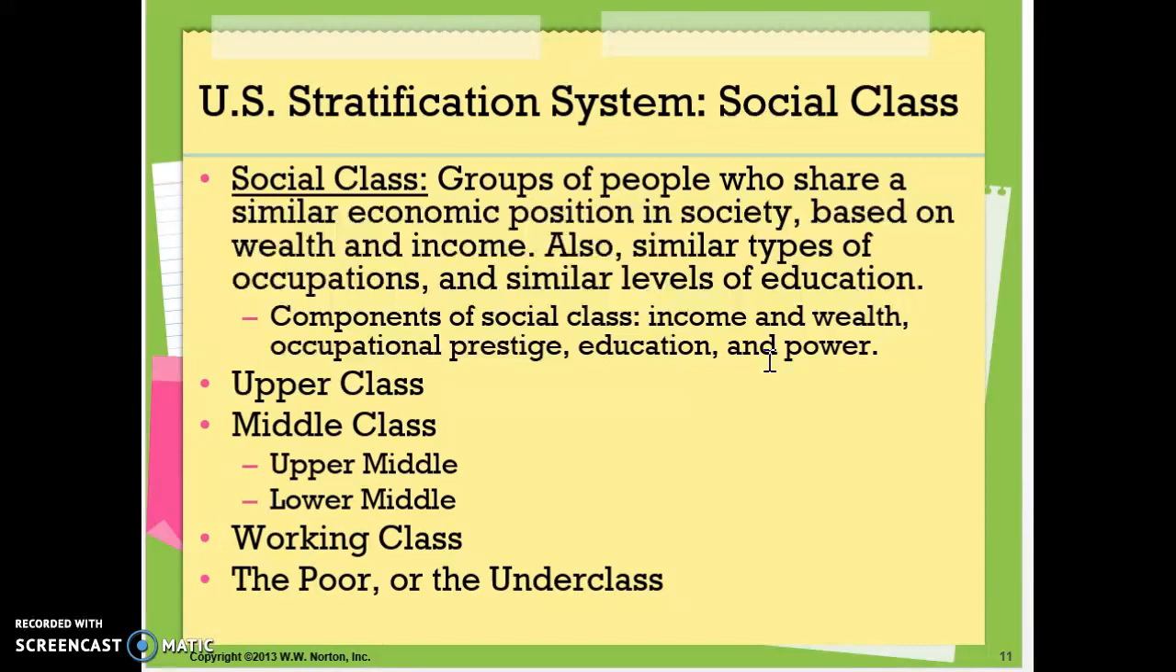And then the lower class is the poor or the underclass. This class is characterized by joblessness, poverty, the unemployed, people who require food stamps in order to eat. Maybe they live in the streets. Often the poor, aged, elderly people who have little savings.